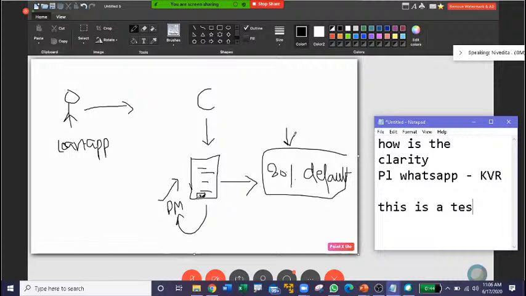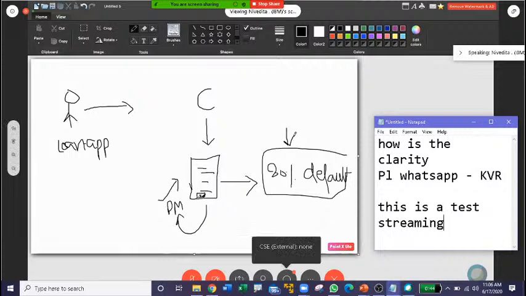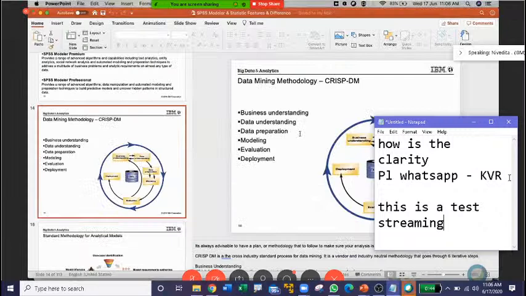It is clear till now. Okay, fine. So this is how a machine learning model works. Machine learning model or data science project, this is how it works ideally.